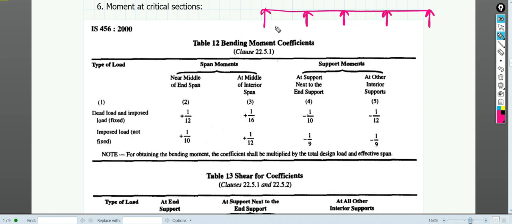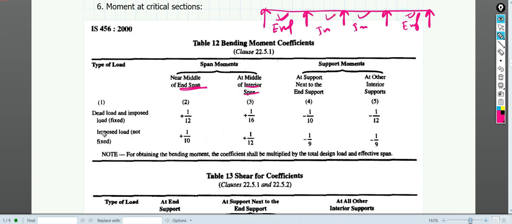So this is basically the end span. These two are the end spans. Okay, and these are the interior spans. So whenever I see the end span, we are talking about this, and whenever you're talking about the interior span, you are talking about this.